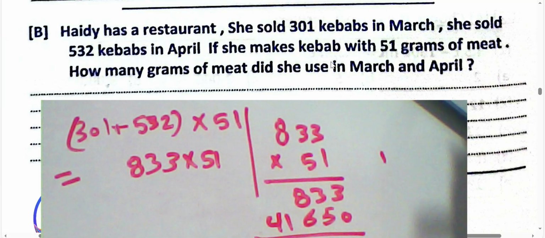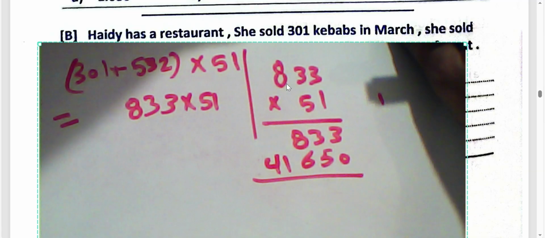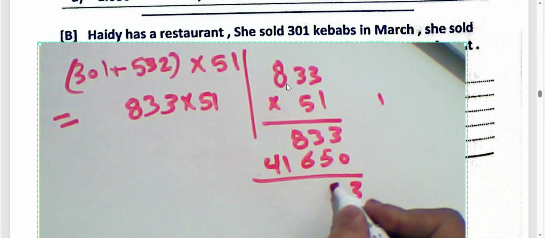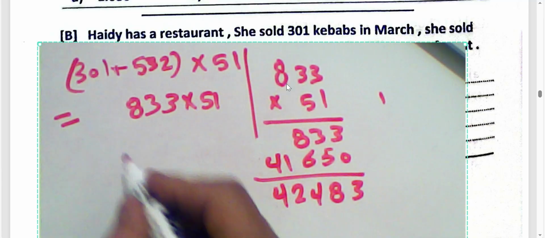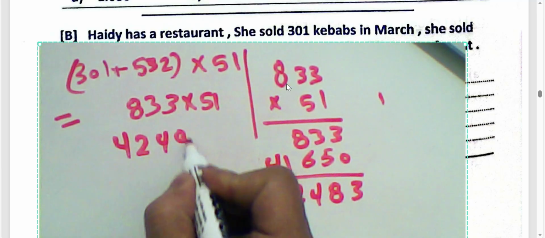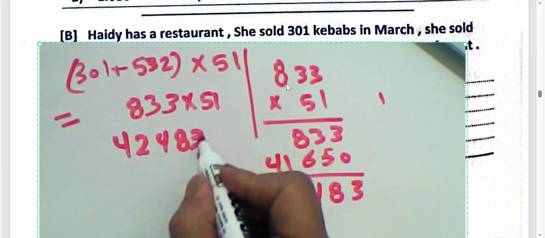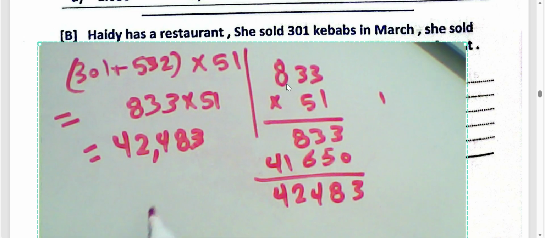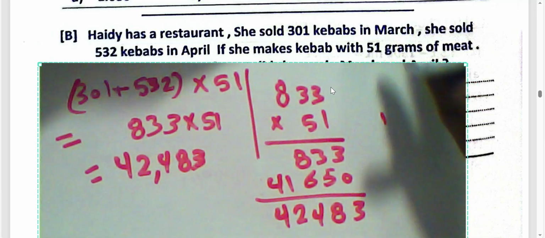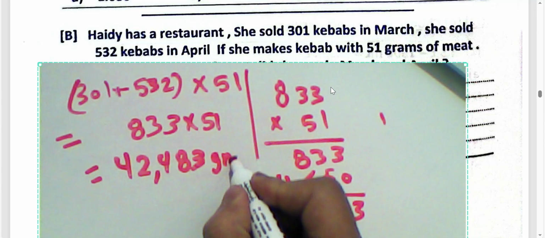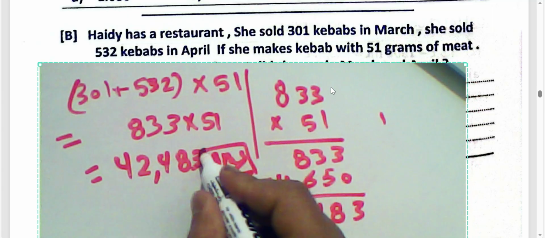And then you can add together, okay? 0 plus 3 equals 3. 3 plus 5, 8. 8 plus 6, 14. 4 and carry 1. 1 plus 1, 2. And write 4, 2, 4, 8, 3. Okay, and the result will be 42,483 grams of meat.